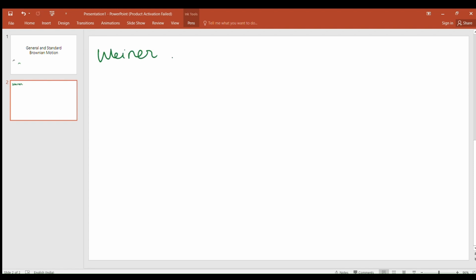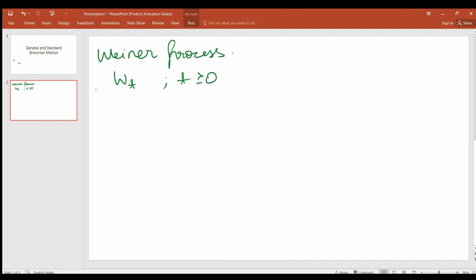It is also known as Wiener process and it is denoted by the letter W with a subscript t, where t denotes the time. Here our t is greater than or equal to 0, that is our time. It could be 0 or anything greater than 0. So what is W_t? W_t is a stochastic process, and we are going to study the properties of the Wiener process.